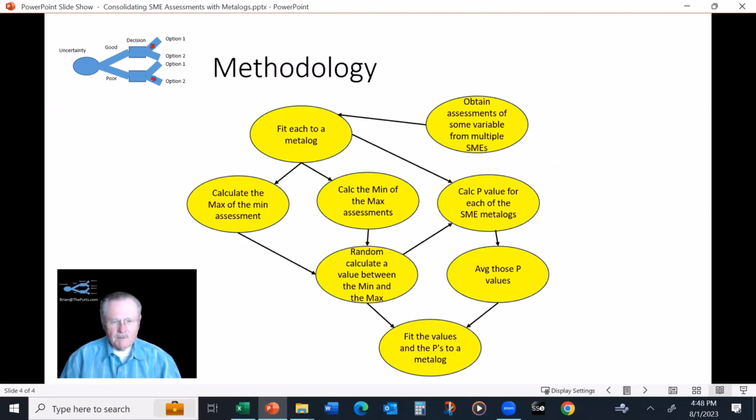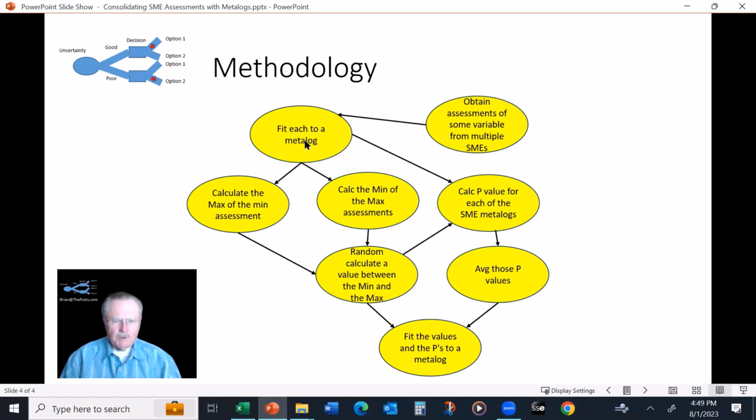Okay, here's the process, methodology. We want to start by obtaining those assessments from multiple SMEs. Now, I'm only going to use 2 here, but you could use more than one, or more than 2, no problem there. And then you're going to fit each of them to a metalog. Because these assessments typically have a percentile and a value, I just use the generalized metalog file available from metalogdistributions.com, I believe it is.